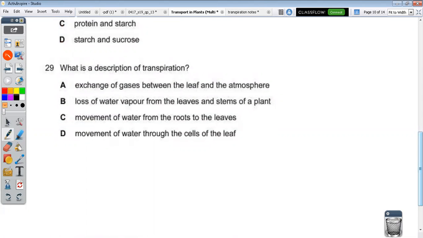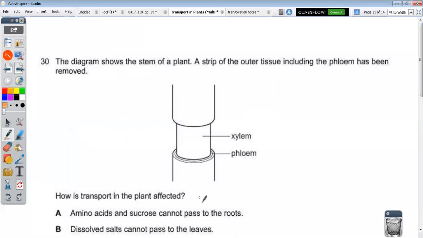What is a description of transpiration? It means the best description from what you are given. The loss of water vapor through whatever, clear? According to those definitions.